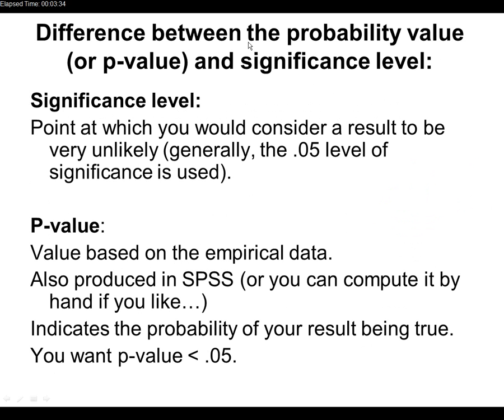There's a difference between the probability value, p-value, and the alpha. All right? So the significance level is the point at which we would consider a result to be very unlikely. Generally, what do we say? The 0.05 level of significance is used. A p-value, on the other hand, is the value based on the empirical data. All right. Also, SPSS is going to give you both these numbers. If you want to compute them by hand, go ahead. It indicates the probability of your result being true. You want a p-value, all right, less than 0.05.